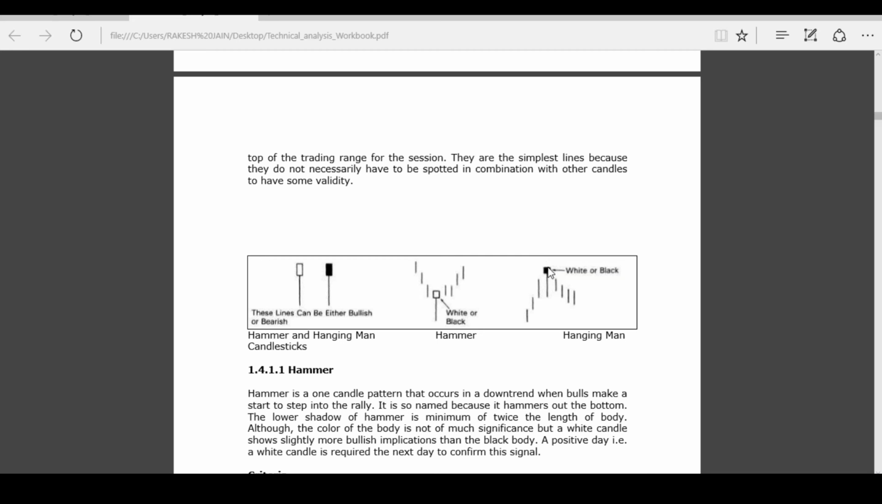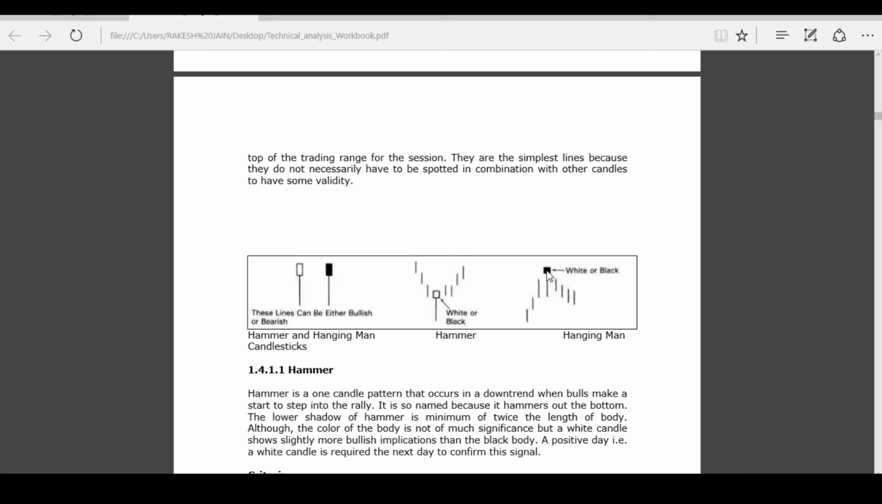Suppose this is, you can see my cursor. Suppose this is a hammer day. The hammer day means this particular day. For confirmation, the high of the second day for a hammer day, if it's a buy, the high of the hammer day has to be broken. And the same thing is called a hanging man when it's after an uptrend. It shows that the stock could fall from here.